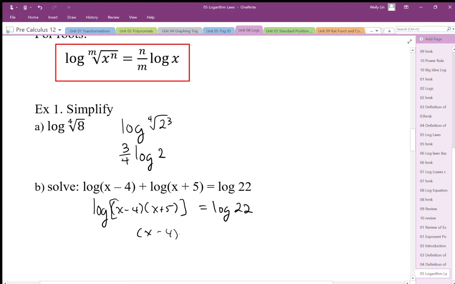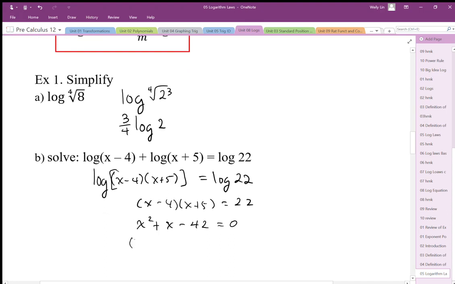So I didn't cancel anything out. I'm just going to make a logical argument that the exponents or logs are equal, bases are equal, the answers are equal. So there it is. Now I have an equation I can solve. X squared plus x minus 20, minus 22 is minus 42. And then solve this by factoring.